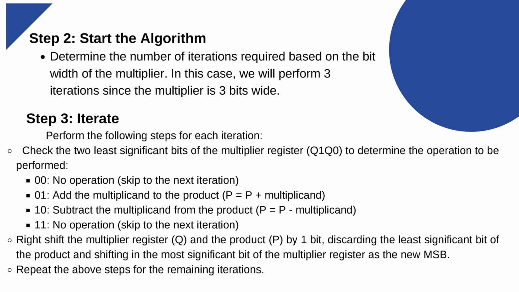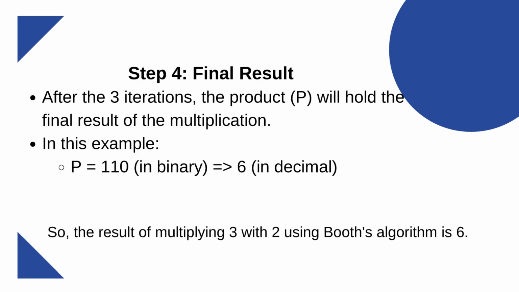Right shift the multiplier register Q and the product P by 1 bit, discarding the least significant bit of the product and shifting in the most significant bit of the multiplier register as the new MSB. Repeat the above steps for the remaining iterations. Step 4 is the final result. After the 3 iterations, the product P will hold the final result of the multiplication. In this example, P is equal to 110 in binary, which means 6 in the decimal system. So the result of multiplying 3 with 2 using Booth's algorithm is 6.